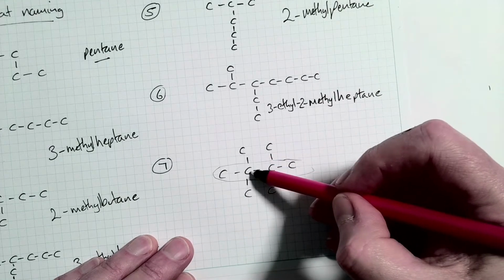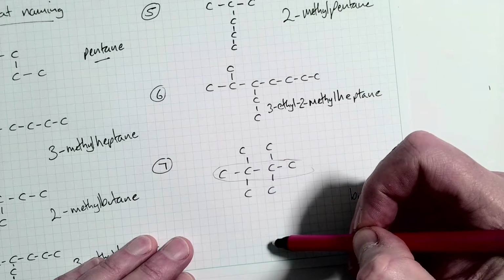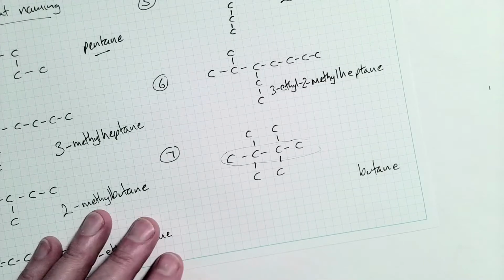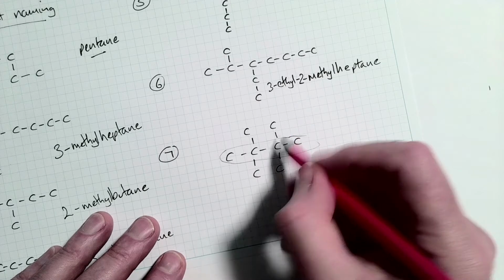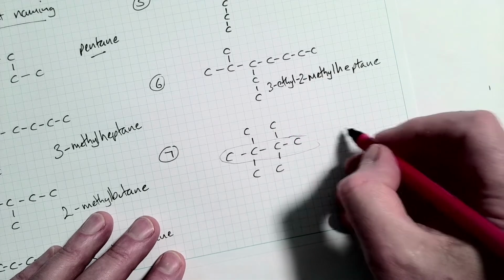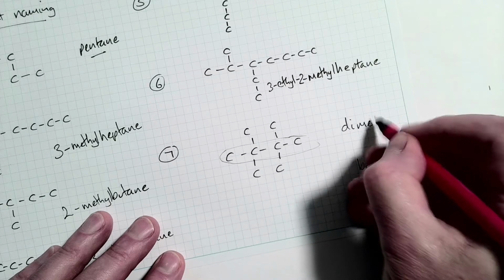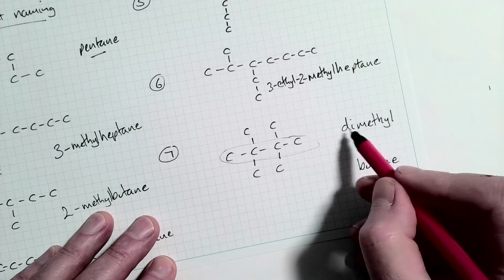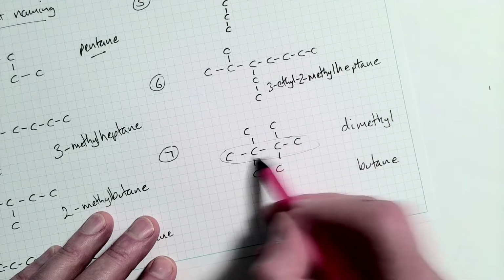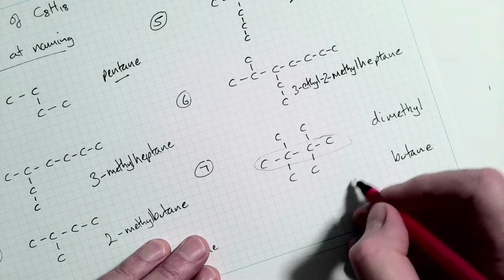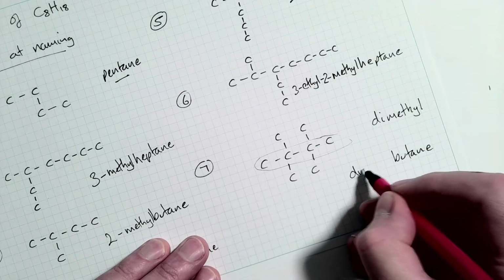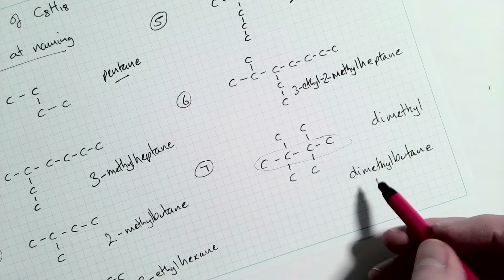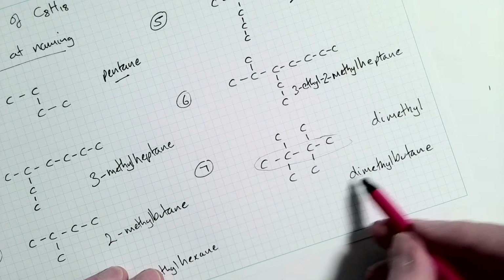Now, if I take this here as my main chain, what do we see here? Well, we see that this carbon has 2 methyl groups attached to it. And this carbon also has 2 methyl groups attached to it. Now there's a special thing we do here. A carbon with 2 methyl groups, that structure is going to be called dimethyl. So we're going to write dimethyl in as the substituent name.